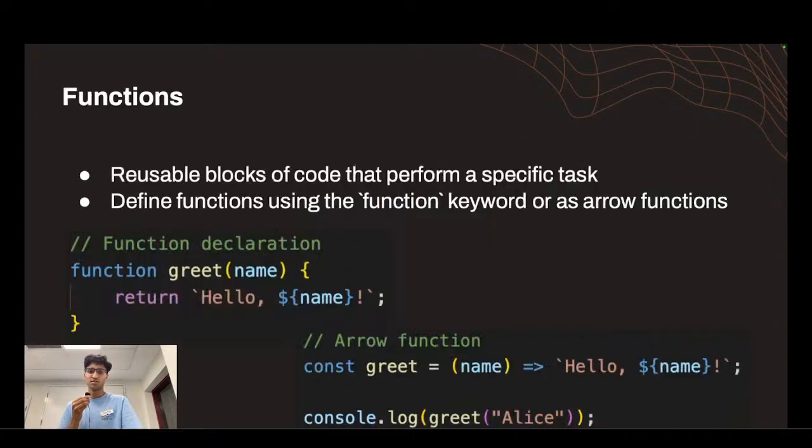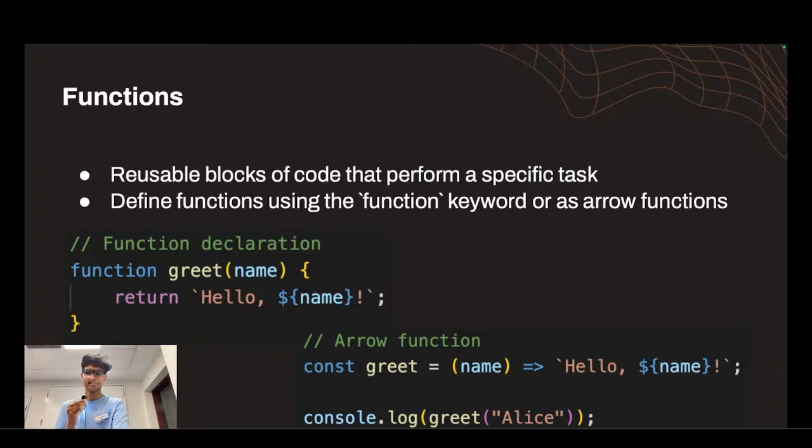So functions, similar to other languages again, are basically reusable blocks of code that perform a specific task. The main difference in JavaScript is you can either define a function using the function keyword, as you can see in the left image, or you can use the arrow function notation. So it just makes it one line, basically, rather than having it on three. It basically does the same job. It just depends on your style, which one you prefer.